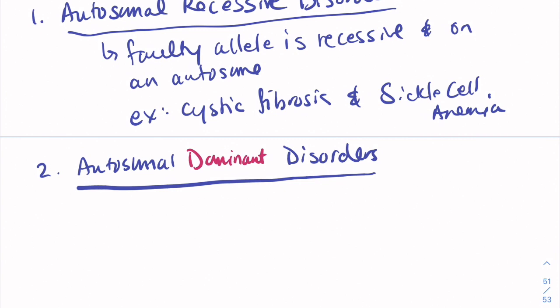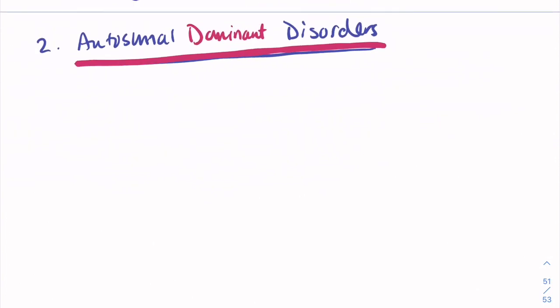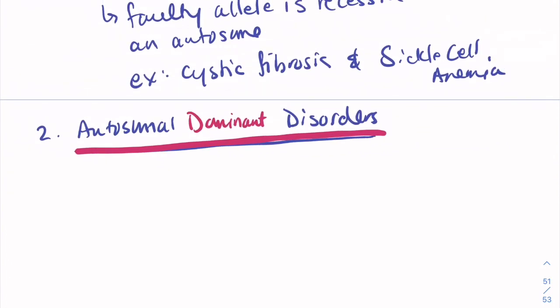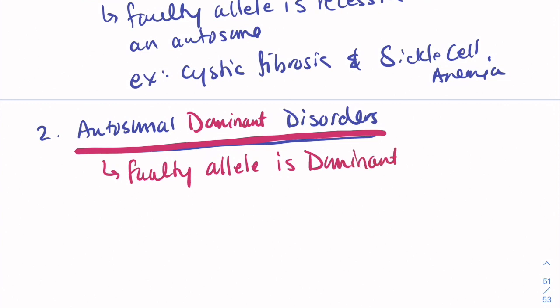Autosomal dominant disorders, as opposed to autosomal recessive disorders. We're looking at autosomal dominant disorders, where the faulty allele is on an autosome, but it is dominant rather than a recessive allele. So, the faulty allele is dominant and on an autosome. Okay, so an example of this.